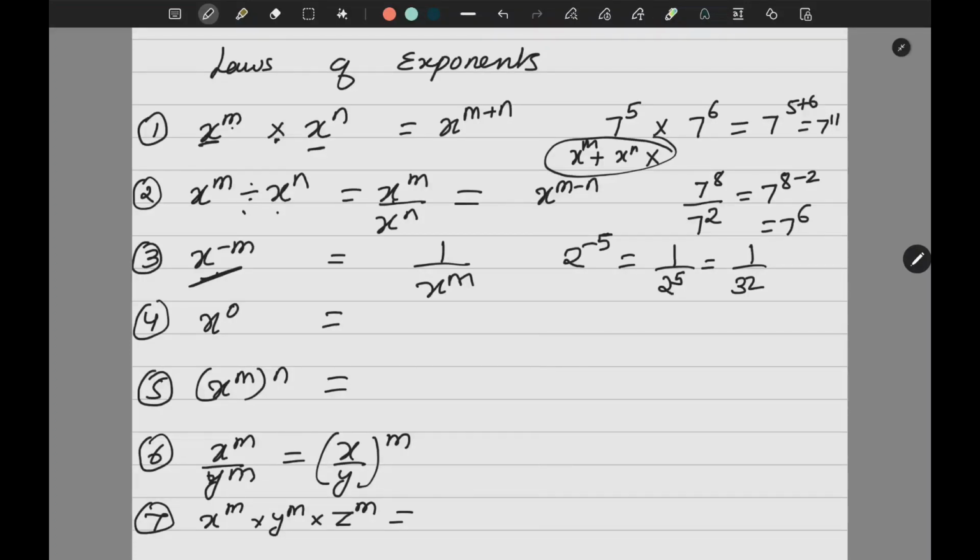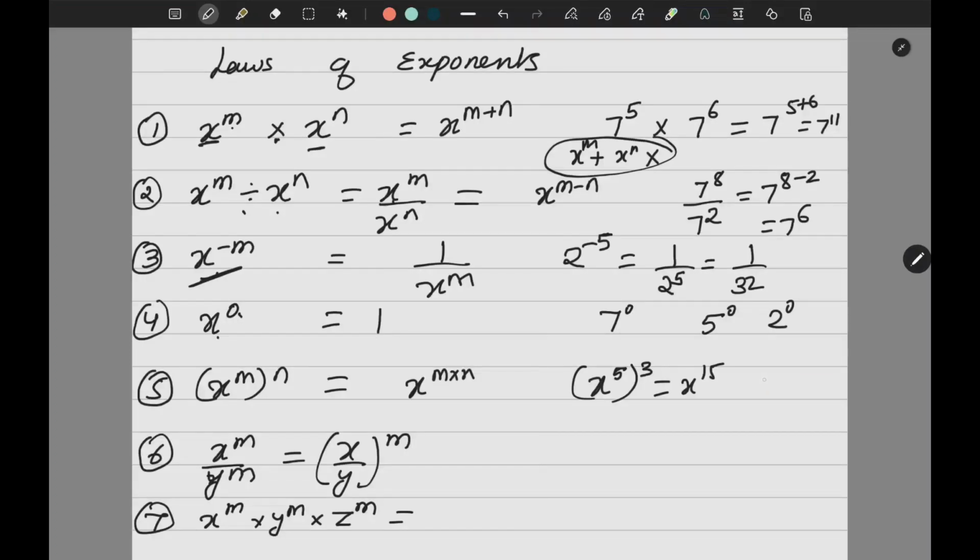Okay, and as I told you earlier, 2 to the power minus 5 and 2 to the power 5 are multiplicative inverses. Now anything to the power 0 is always 1. Whether you have 7 to the power 0, 5 to the power 0 or 2 to the power 0, anything to the power 0 is always 1. Now the next thing is x to the power m whole to the power n. This means x to the power m into n. For example, if you have x to the power 5 and 3, this will become x to the power 15.